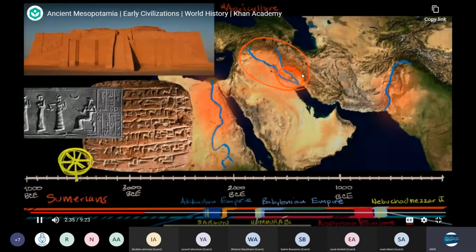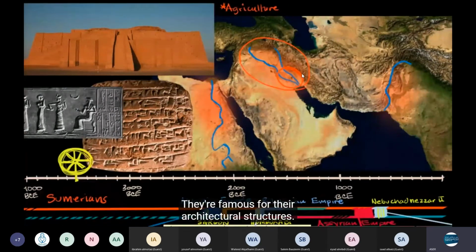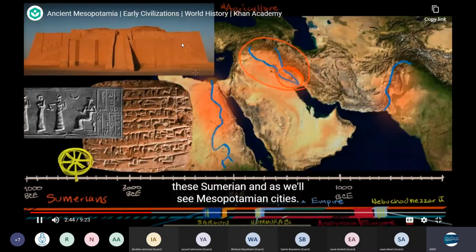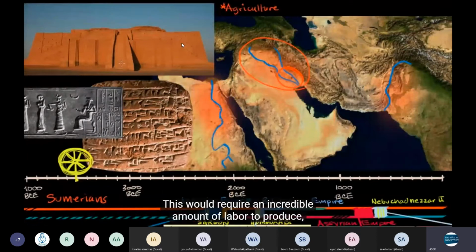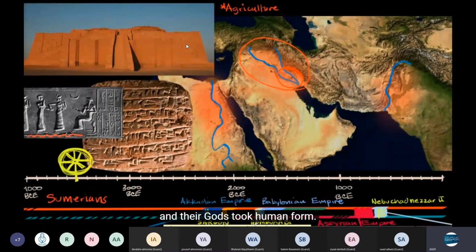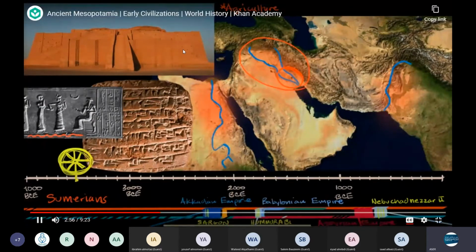They are famous for their architectural structures. This is a picture here of a ziggurat, which was at the center of many of these Sumerian and, as we'll see, Mesopotamian cities. This would have required an incredible amount of labor to produce. And at the top of these, they had temples to their gods. They had a polytheistic religion, and their gods took human form.